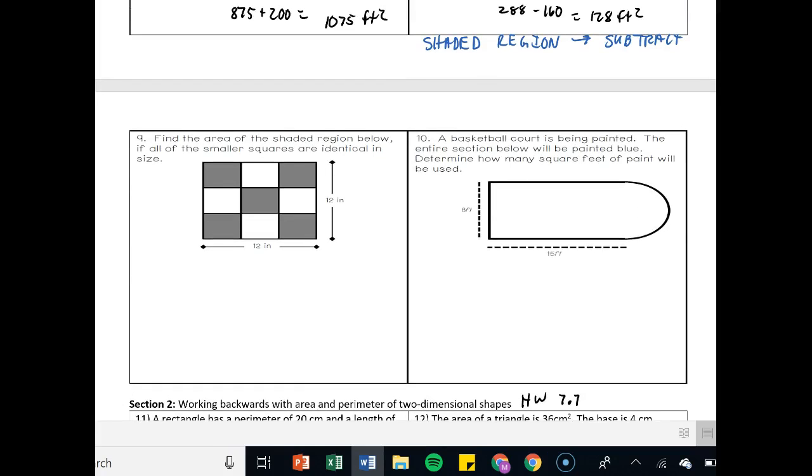In 9 and 10, like you've done 10 before. It's a composite figure again. Think about what two shapes are involved there. And number 9, get a little creative. If this is 12 and it's divided up into 3 even parts, then these squares should be what by what? Well, 12 divided by 3 is every square here is a 3 by 3 square. And that should help you solve for the only squares that are shaded.